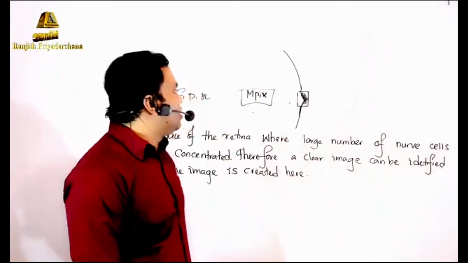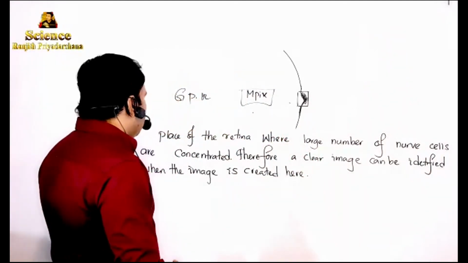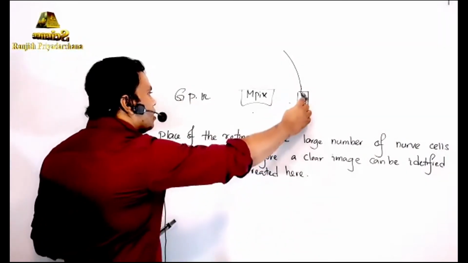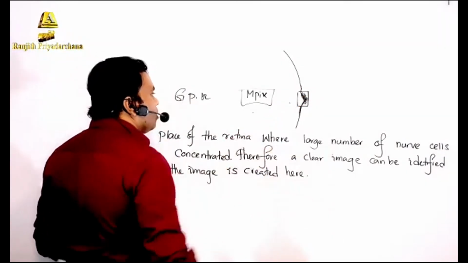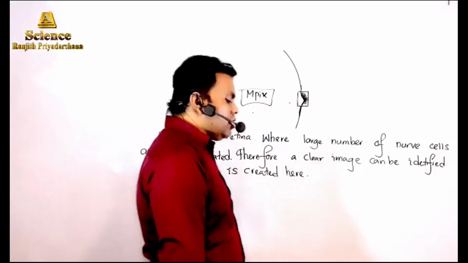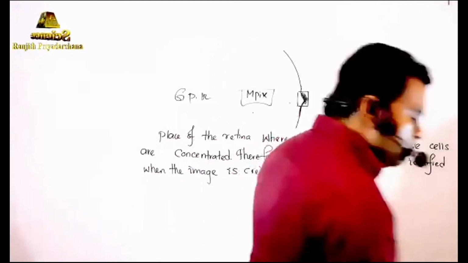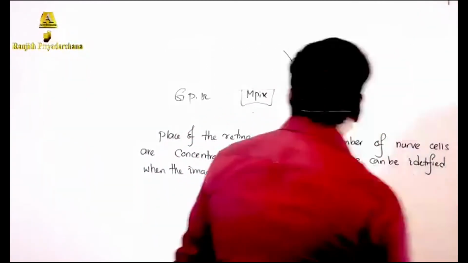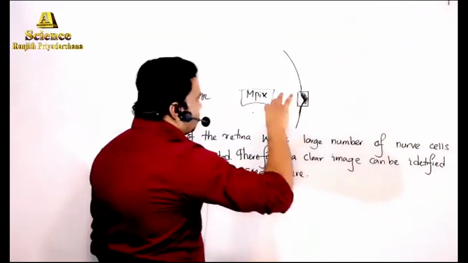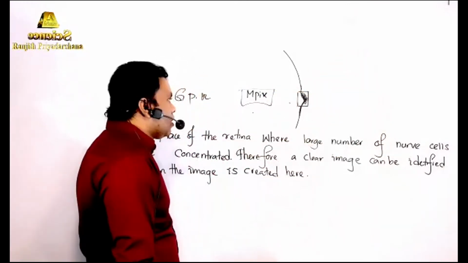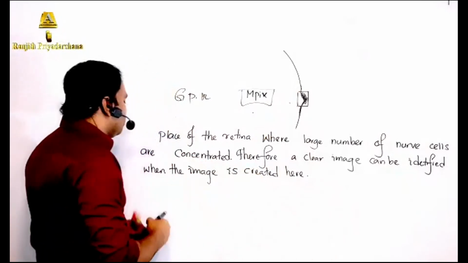Okay, now look at this. Yes, the image is created here, and a high density of cone cells and rod cells exist. Therefore, you can identify a sharp image. You can identify a clear, sharp image with your brain. Okay, so that's the fovea.